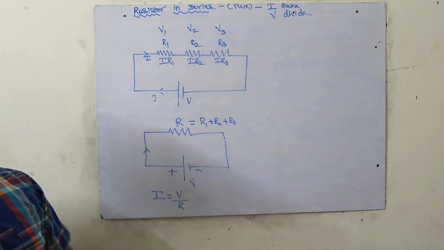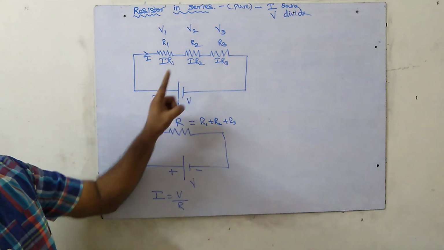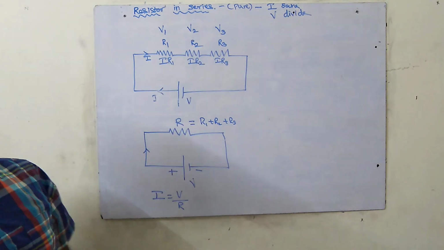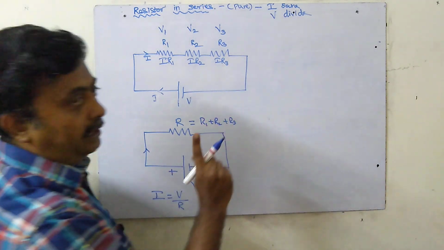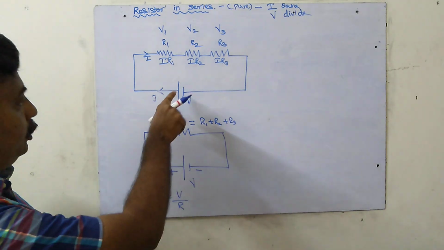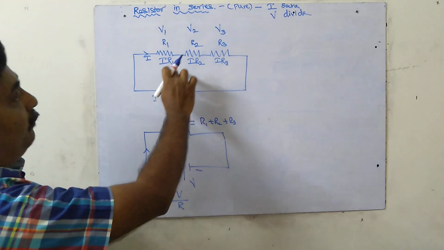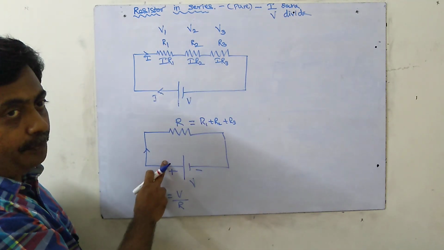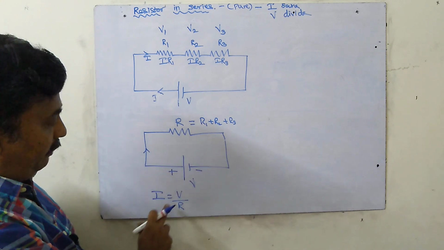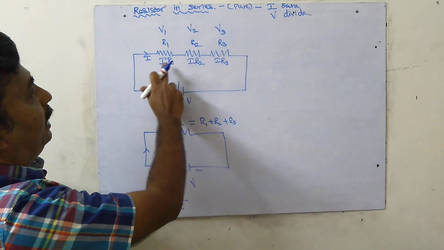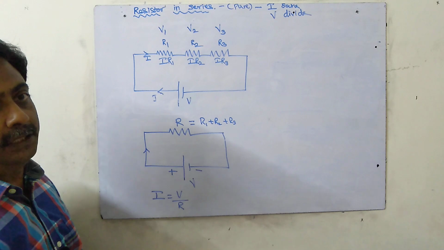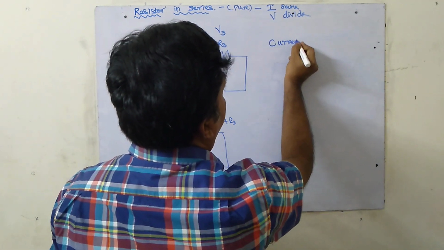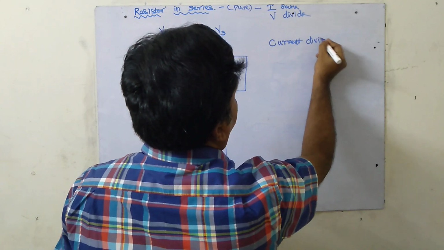Here we have to see the voltage division rule, because voltage is dividing. We have three voltages here, V1 and so on. So what is the value of V1? There are two methods. One method: first we have the circuit, we reduce it into this form, only one resistor. Then we find the current and multiply the current with R1, and we will get V1. That is one method. Another method is called the current division rule.